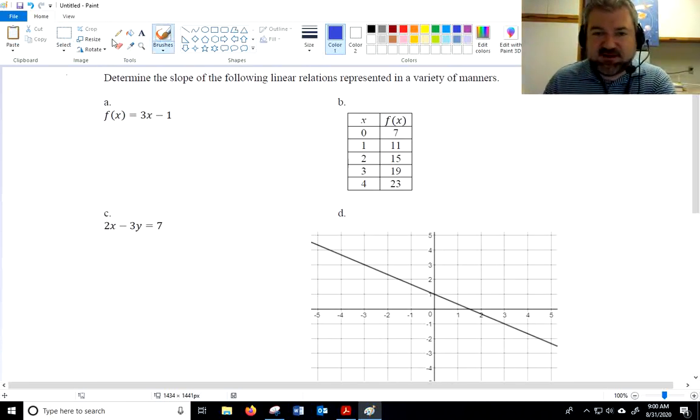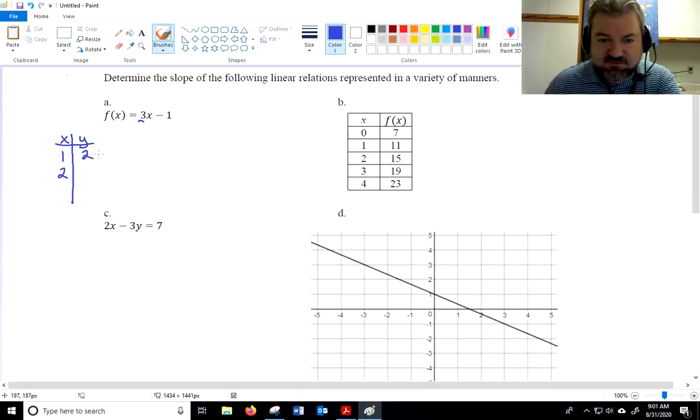Okay, let's see how we did. Well, in this one here, maybe you remember that the m in mx plus b is the slope. So we could just conclude right away that 3 is the slope. But if you didn't remember that, we would just simply make a table of values. So let's go ahead and take a look at that. Now f of x is our y-coordinate. y is equal to f of x. And I'm going to put in a 1 for x, and I get 3 times 1 minus 1, which is 2. Now let's put in a 2 for x. 6 minus 1 is 5.